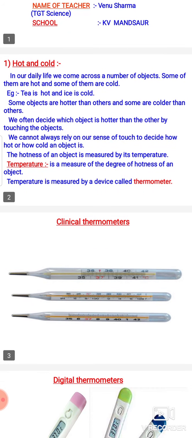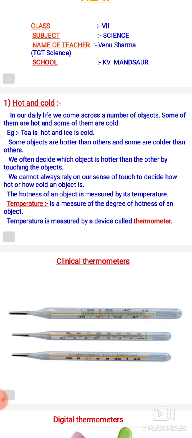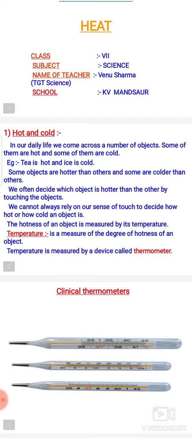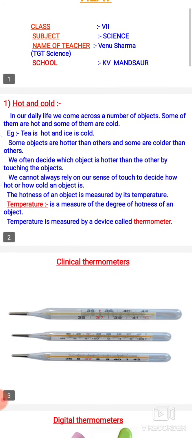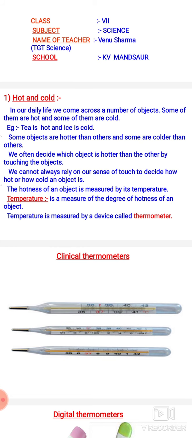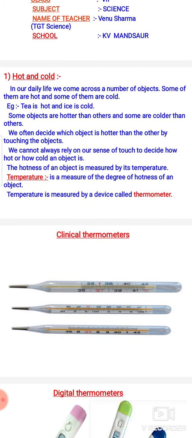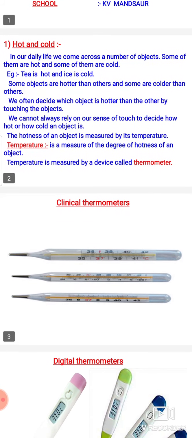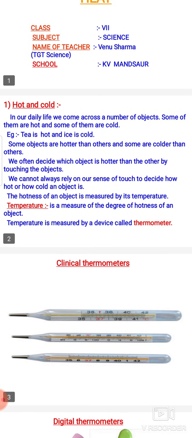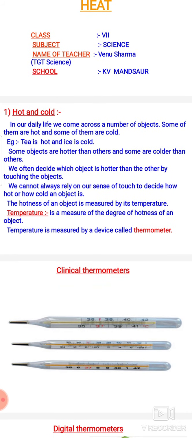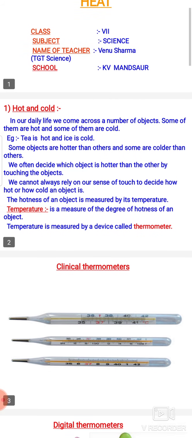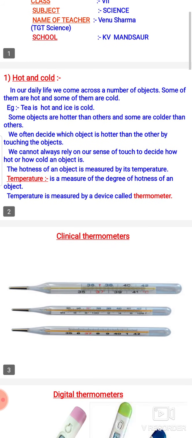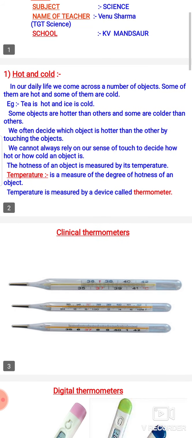Then how can we decide that the object is hot and the other object is cold? You will say that we can touch and see if any object is hot or cold. But can you rely on that? Can you rely on your sense of touch? You have already done one activity showing that we cannot rely on our sense of touch. So, we need some instrument to measure the hotness of an object. And that instrument is known as thermometer.